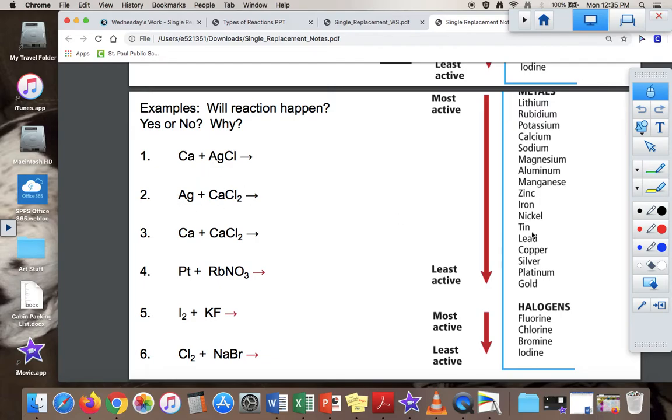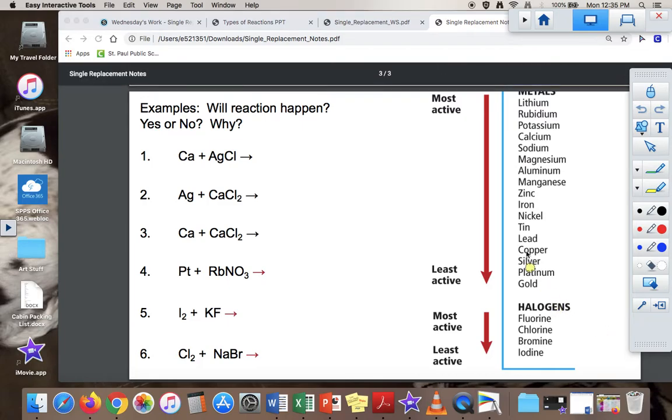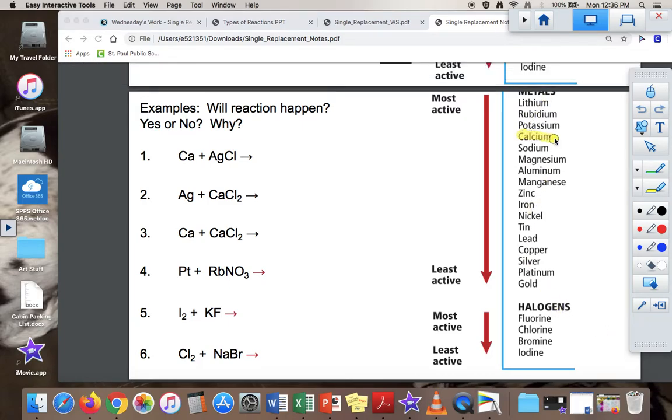So what I'm going to do is look up calcium. Here it is, okay? And actually, if you want me to, I'll even highlight it for you. Woohoo, right? Let's use the technology. And then I have silver. All right. Now, if calcium is stronger than silver, then the reaction will happen. Yes. Because calcium's way up here and silver is way down here, it is stronger indeed.